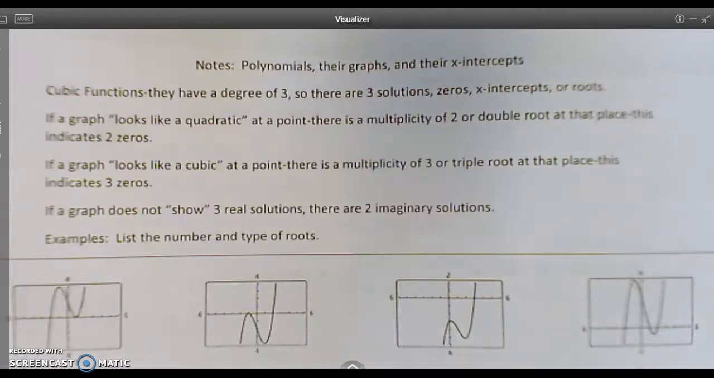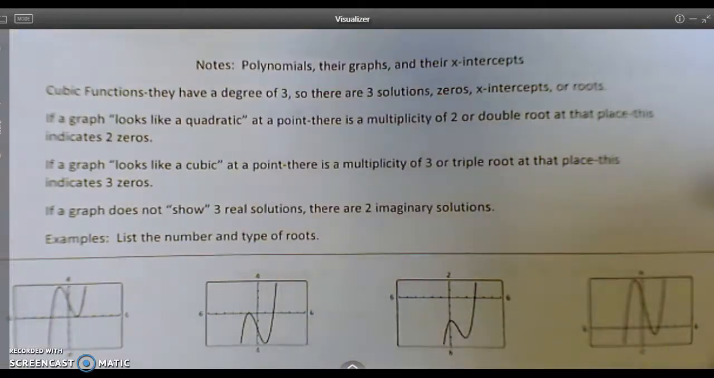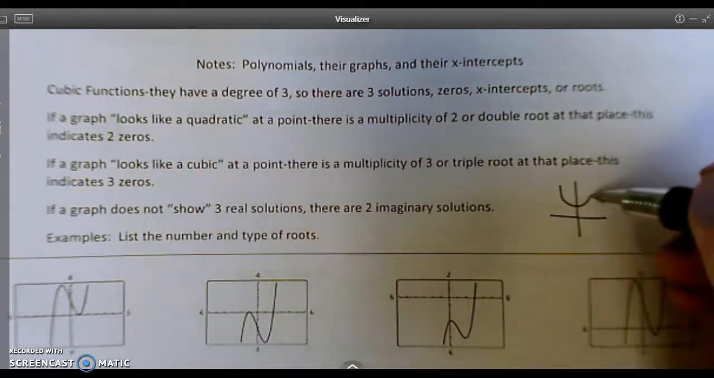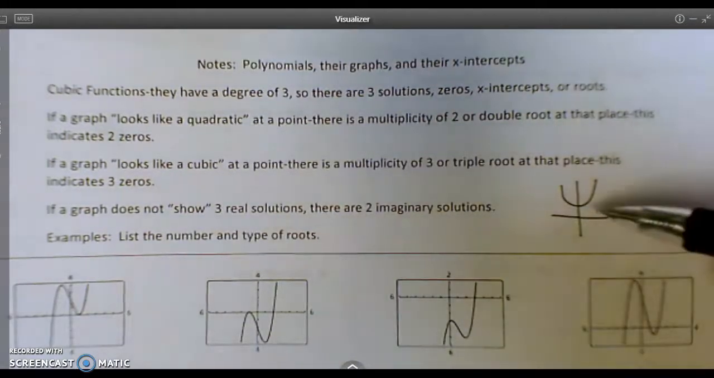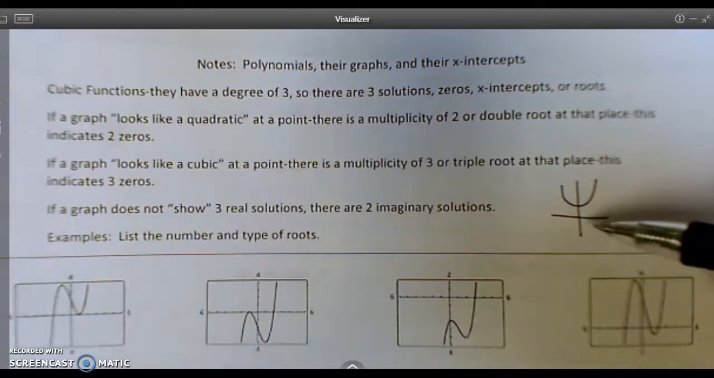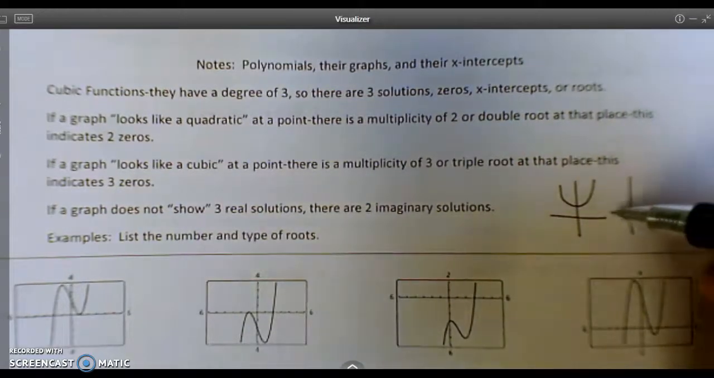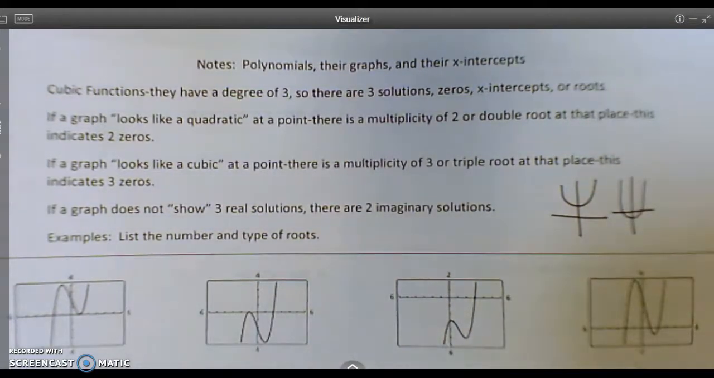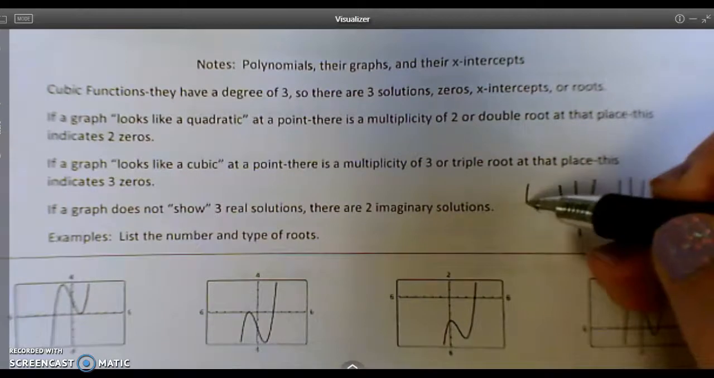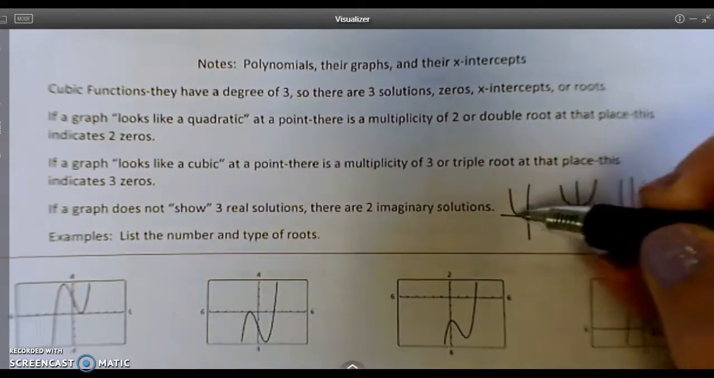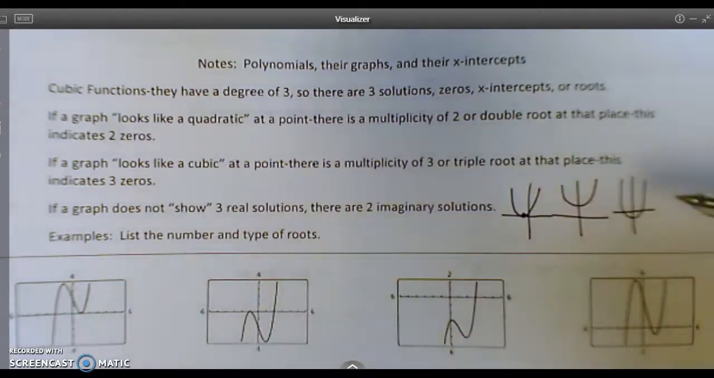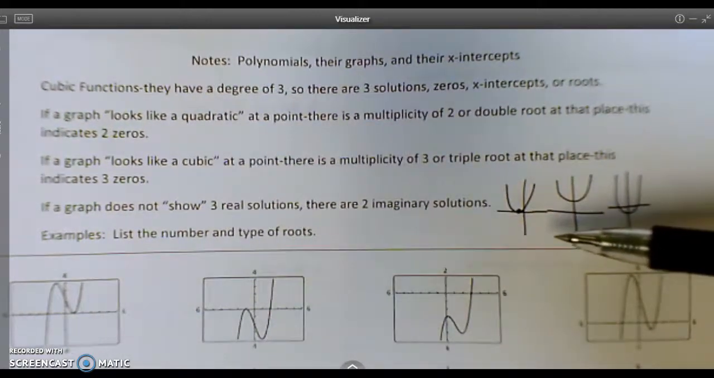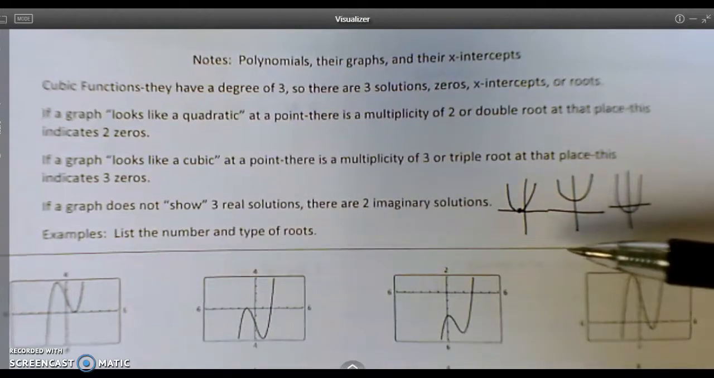Alright, so with quadratics, there were three things that could happen. And that's what we were talking about earlier. It could look like that, which meant there were two imaginary solutions because it didn't cross the x-axis. It could look like this, which meant there were two real solutions because it crosses the x-axis twice. It also could look like this, crossing it once. That even though that's just one real solution, we call that two solutions because it's a double root because of the way that it looks.